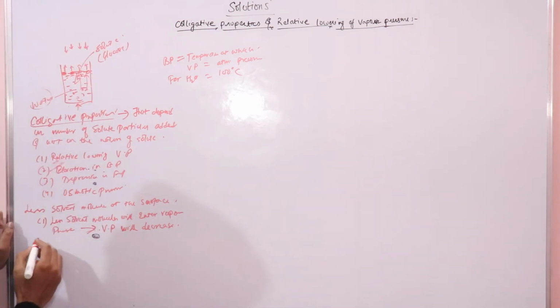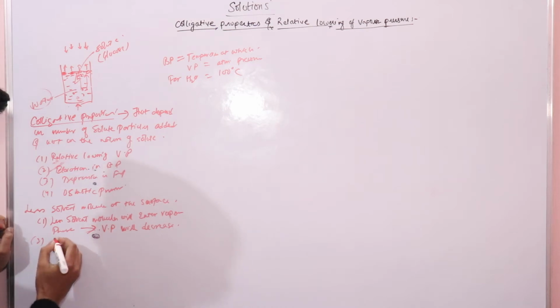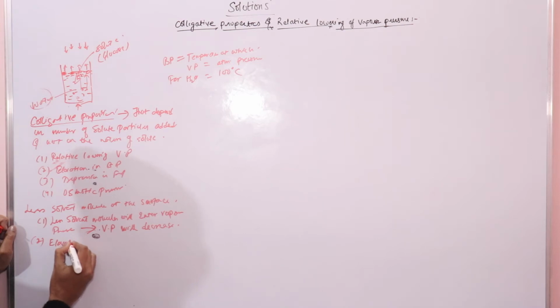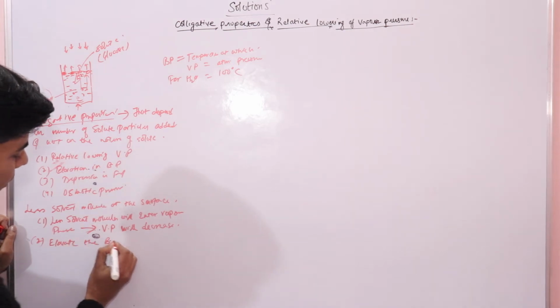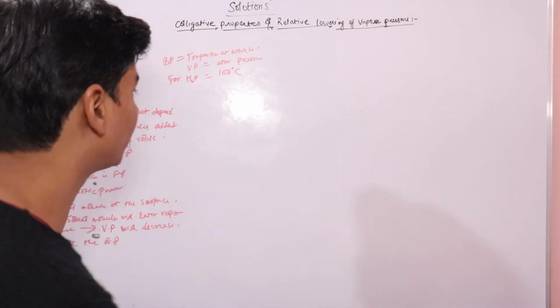So the second thing we know now is that addition of solute will increase the boiling point. It will elevate the boiling point. We're going to do these properties in detail in the next video lectures. Now let's talk about another property, which is your freezing point.